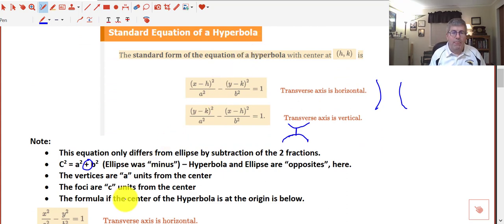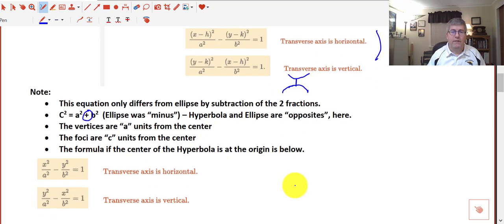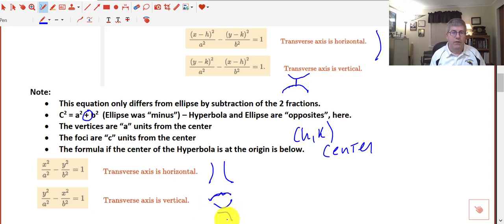If the center of the hyperbola is at the origin, we don't have our h and k anymore. I don't think I mentioned that in here, but one of our notes is that (h, k) is still the center of our hyperbola, just like in a circle, just like in our ellipse. If it's centered at the origin, we have x squared over a squared minus y squared over b squared equals 1. So that is going to open to the left and right.